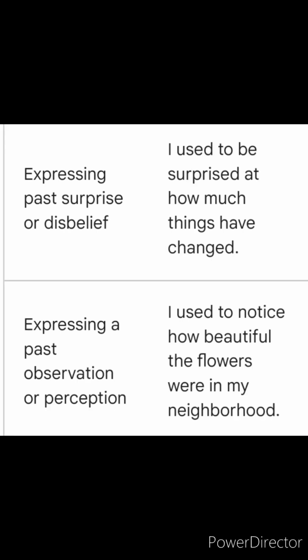Expressing past surprise or disbelief: I used to be surprised at how much things had changed. Expressing a past observation or perception: I used to notice how beautiful the flowers were in my neighborhood.